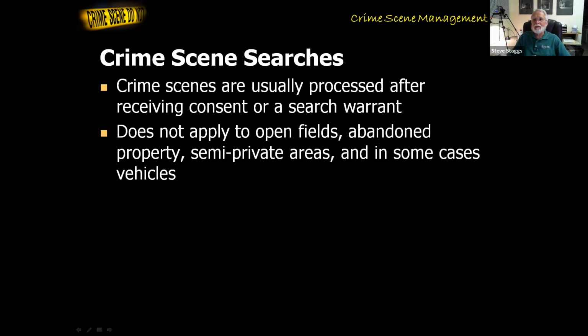Crime scenes are usually processed after receiving consent or a search warrant. When in doubt, always get a search warrant. A search warrant does not apply to open fields, abandoned property, semi-private areas, and in some cases, vehicles. It's really simple to get a search warrant. There's always a judge on call, and there's always the district attorney to help out.